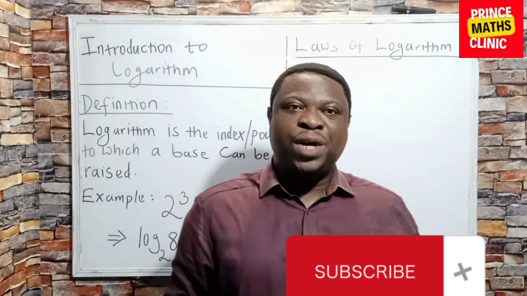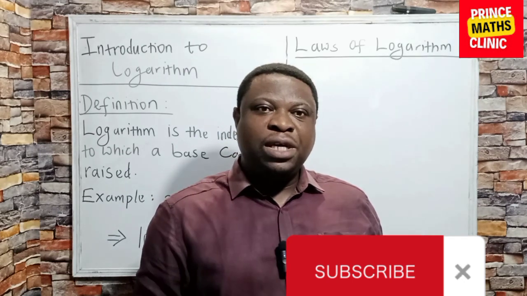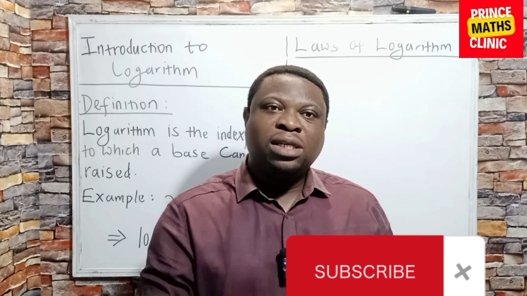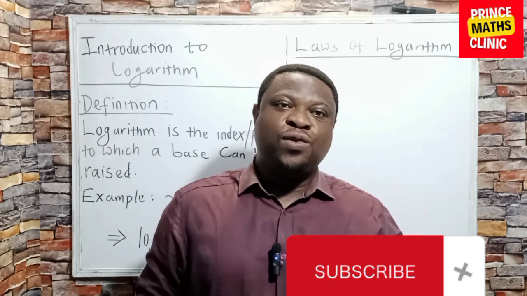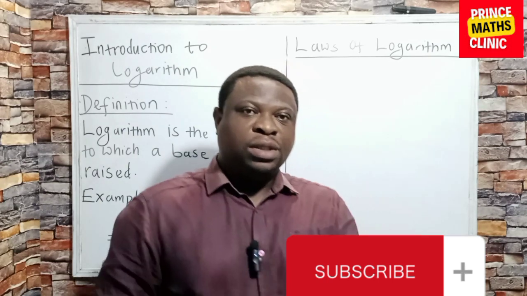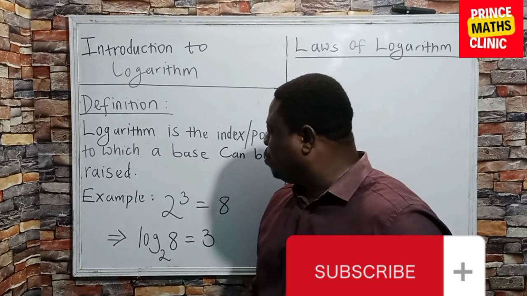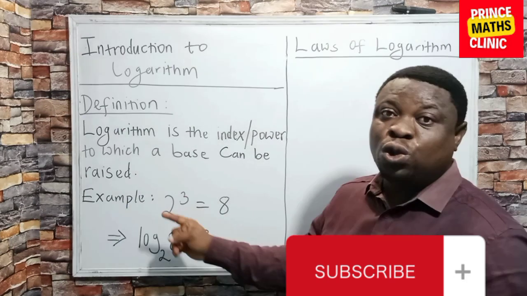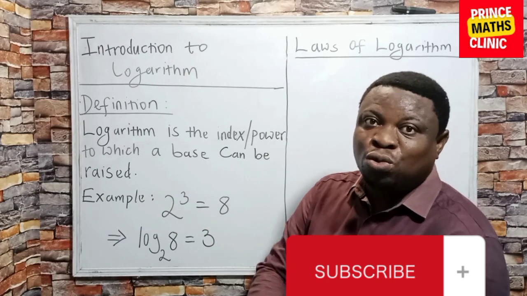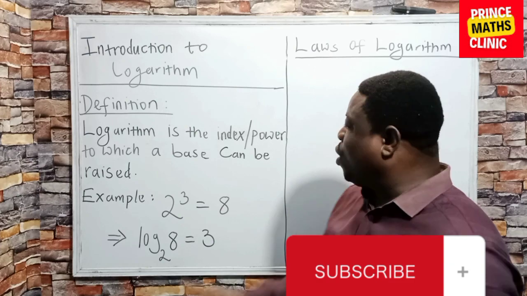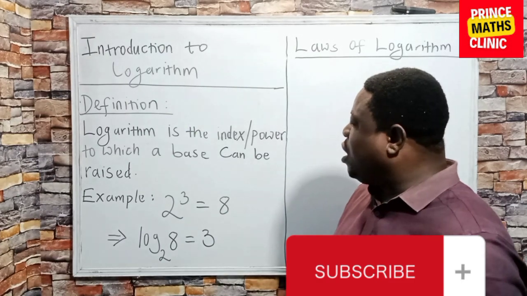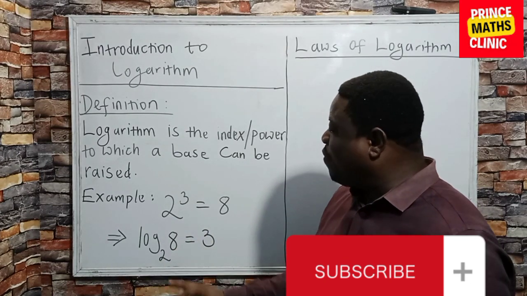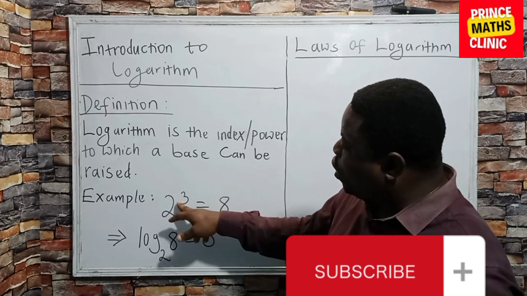I will put that in another way. Logarithm is simply the power to which a base can be raised in order to give you that log. Now, look at this example on the board. We have here 2 to the power of 3, and we know that 2 to the power of 3 means 2 times 2, which is 4. 4 times 2 gives us 8. Therefore, to find the log of this 8, we have to use the base of what? 2 to give us this power of 3.